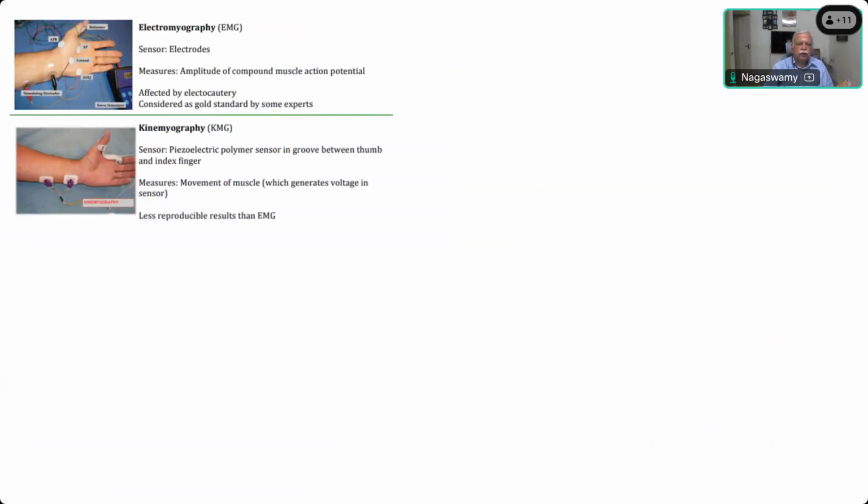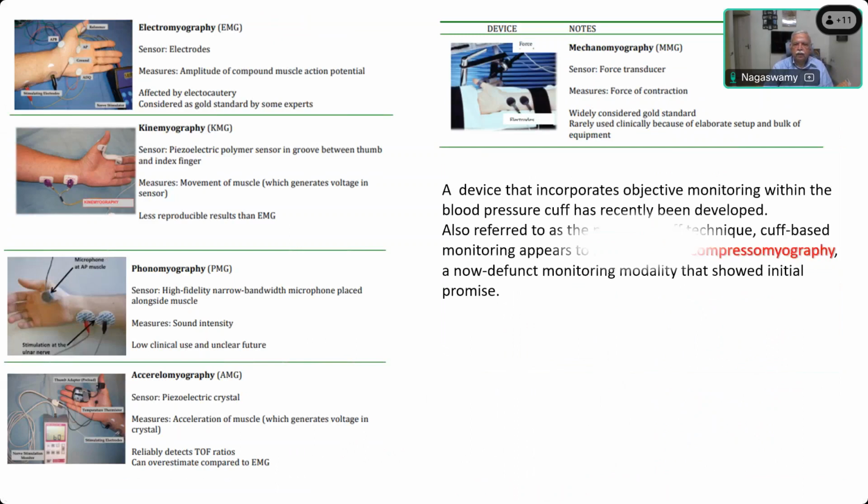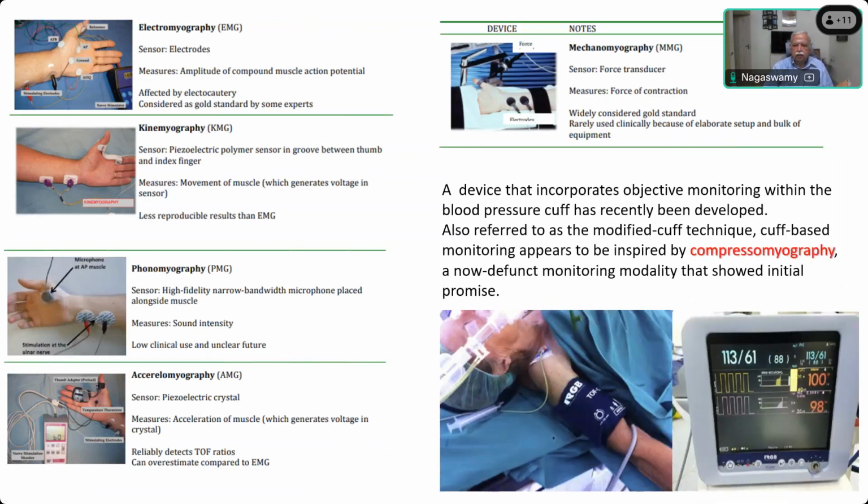And these are the pictures of various types of this quantitative measurement and how they are applied for electromyography, kinemyography, phonomyography, acceleromyography and mechanomyography. And this is a recent advance, which is using the blood pressure cuff with a nerve stimulator attached to that. So a device that incorporates objective monitoring within the blood pressure cuff has recently been developed. It's also referred to as the modified cuff technique, cuff-based monitoring, which is a modified form of compression myography.